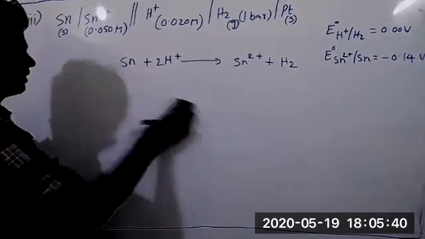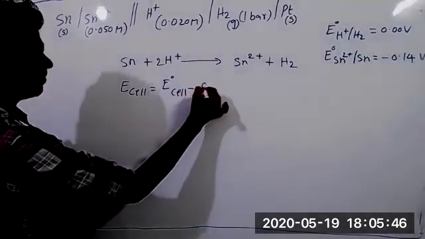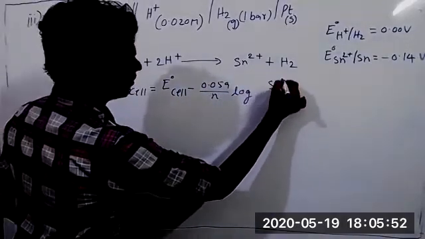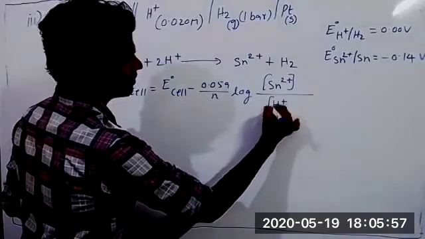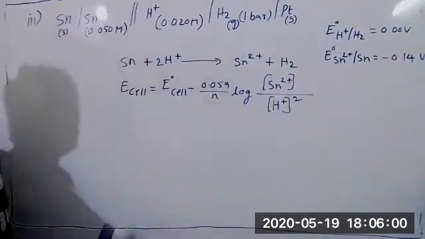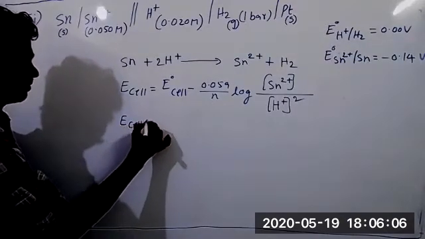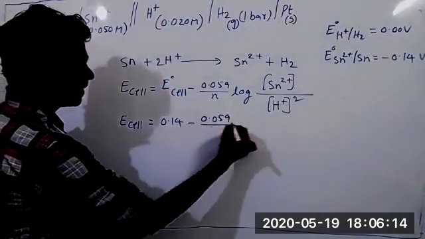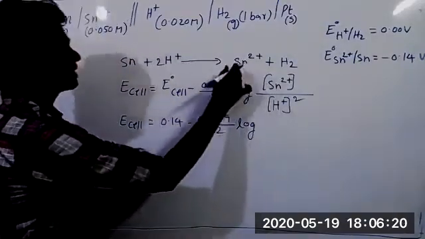Now that is the equation. E cell is equal to E naught cell minus 0.059 by n log of concentration of Sn2 plus by concentration of H plus square. How much is E naught cell value? 0.14. Very good, 0.14 directly. This minus this gives 0.14 minus 0.059 by n value 2 log of tin concentration.